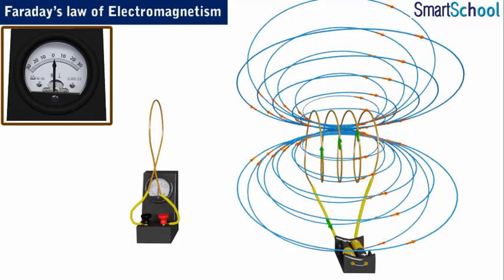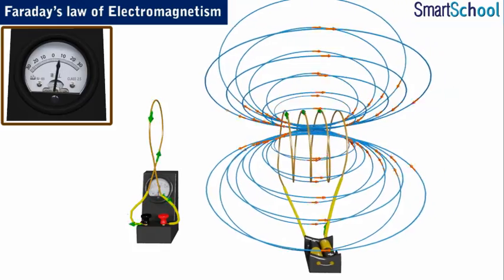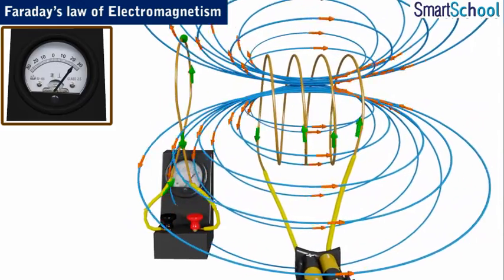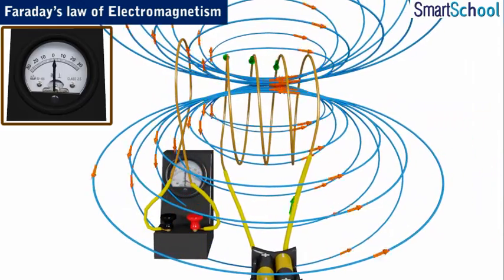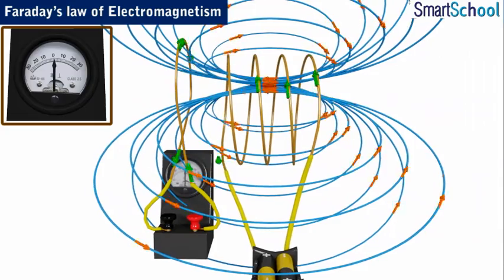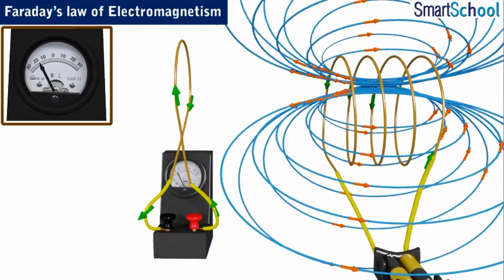Similarly, in the second experiment, he observed that the relative motion between the 2 coils, one carrying a current, changes the magnetic flux across the coils. This change in the magnetic flux with time induces an EMF in the other coil.